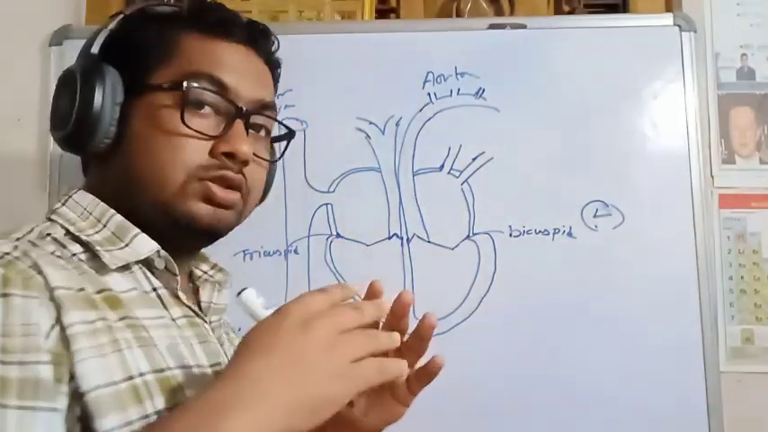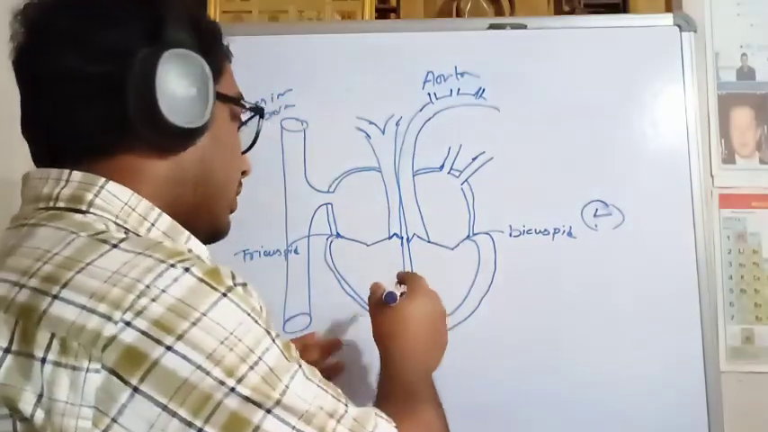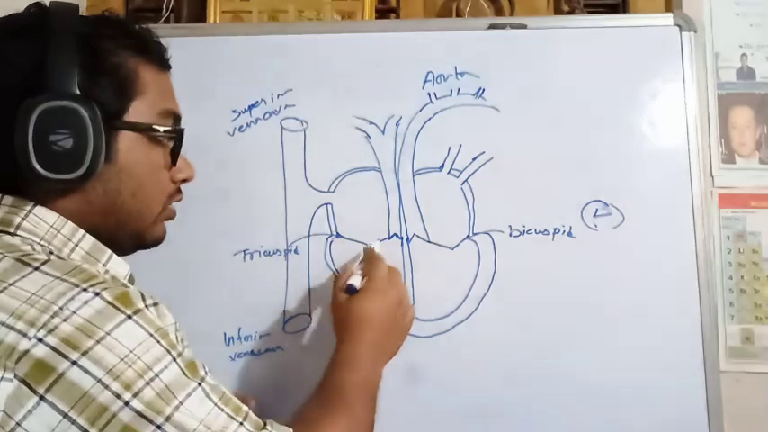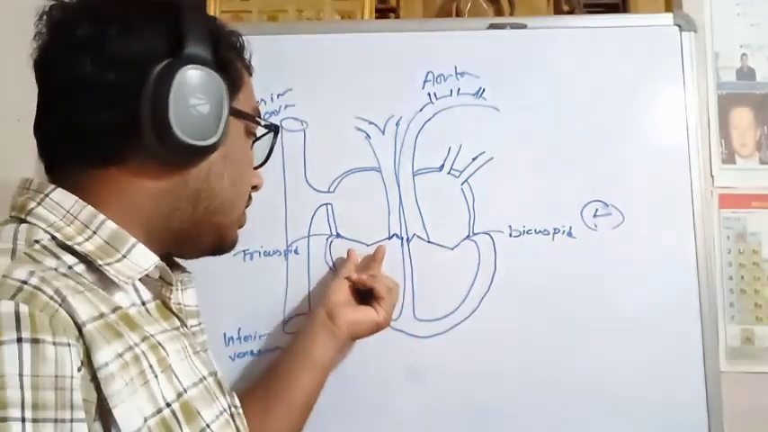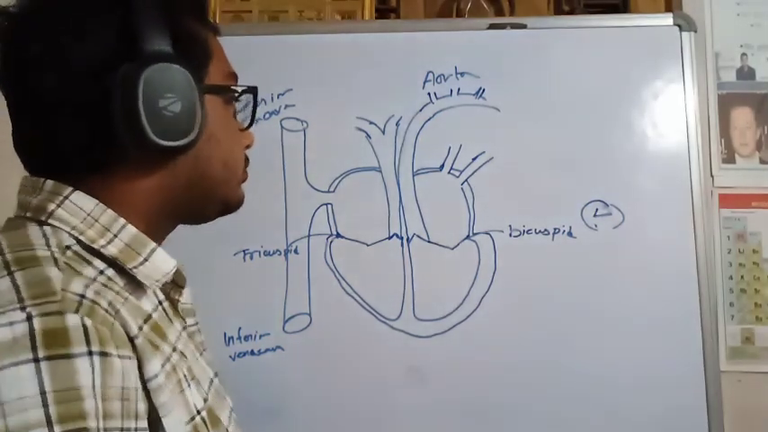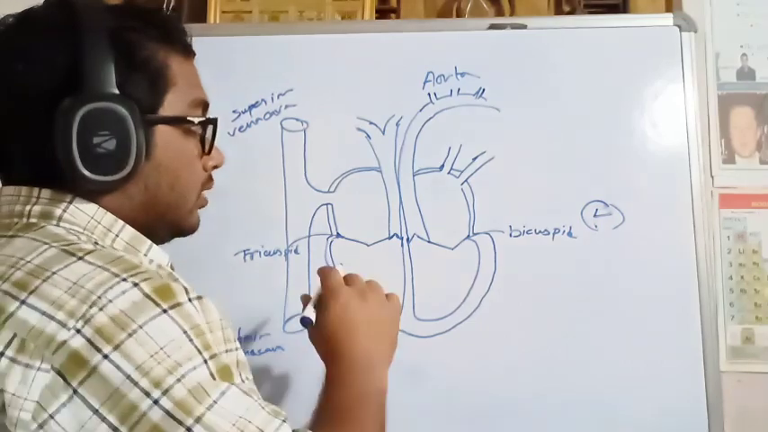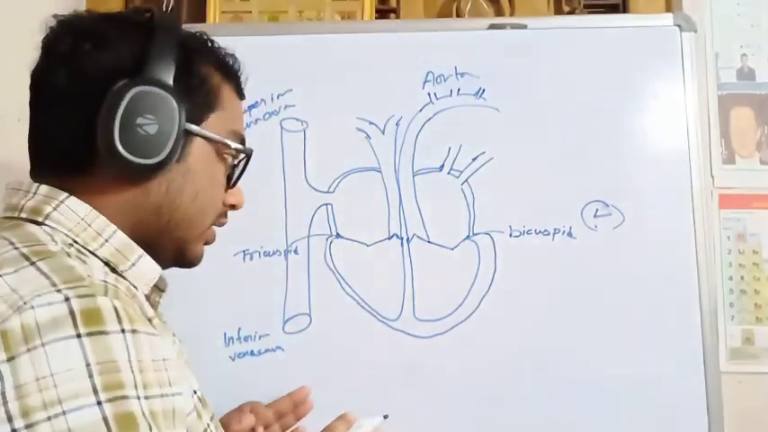There are three cusps in the semi-lunar valve. All of these also have three cusps, but only this one is called the tricuspid. That's all about this. I think that's probably everything I had to say.